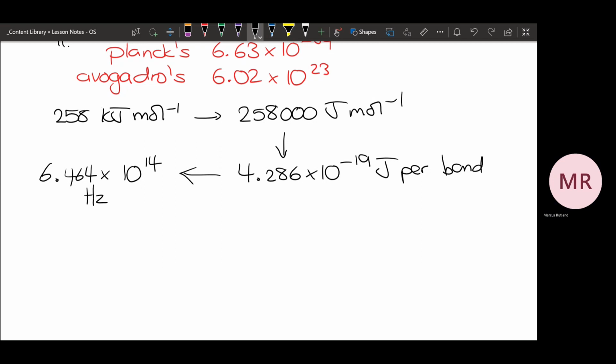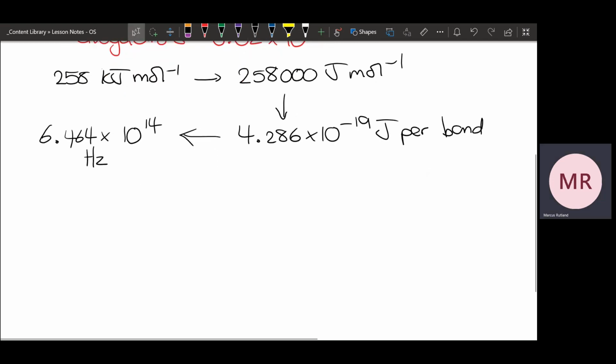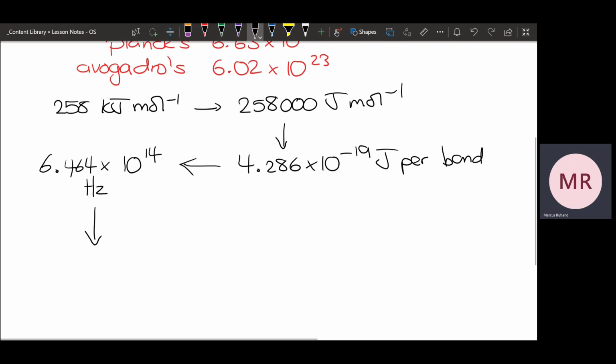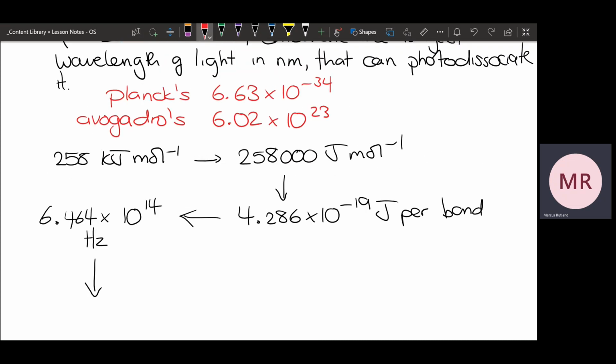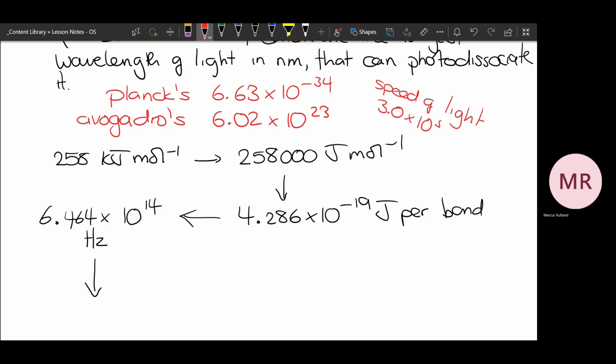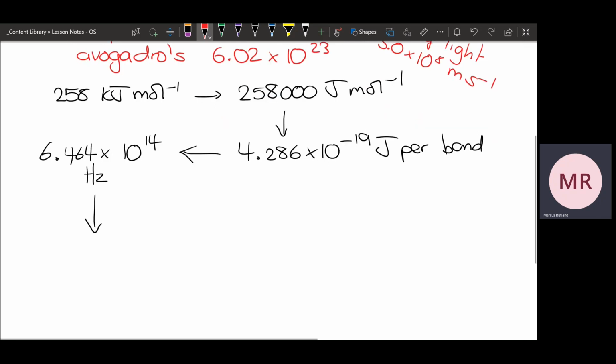And then we've got to talk about wavelength, not frequency. So we can use c equals lambda v. Oh, my bad. Just realized that we didn't give you the speed of light either, did we? Speed of light, 3.0 times 10 to the 8 meters per second. That would have been needed as well, that's from the data sheet.